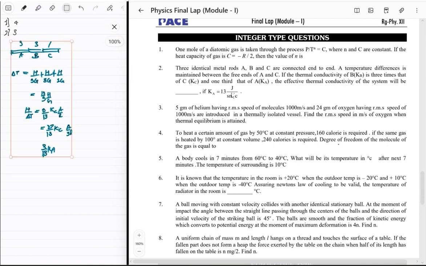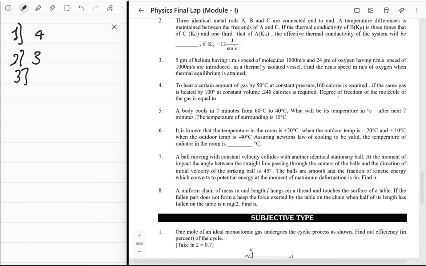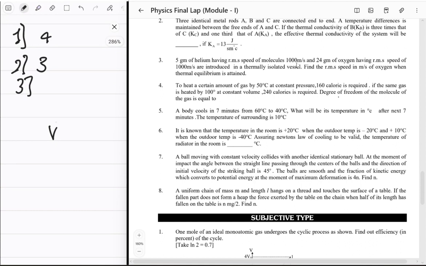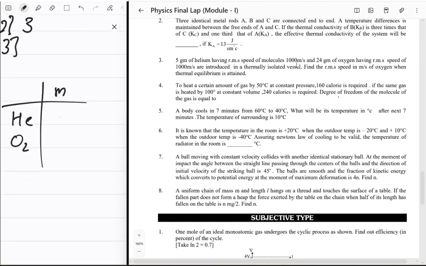Next, third, is 5 gram of helium having RMS speed of molecules 1000. Okay, helium, right? Oh, okay, we are given both helium and oxygen. Let's do the thing. So helium and then you have oxygen. What are the masses? 5 grams, and what is the mass of oxygen? 24 grams of oxygen.